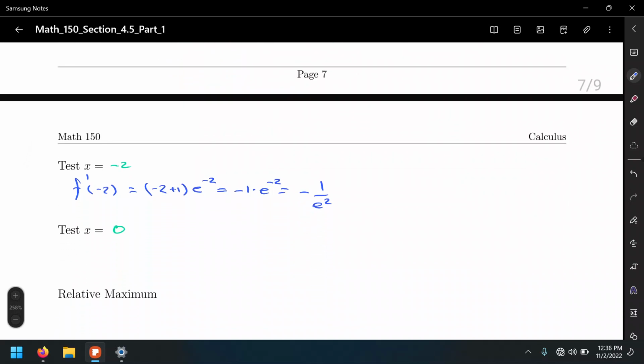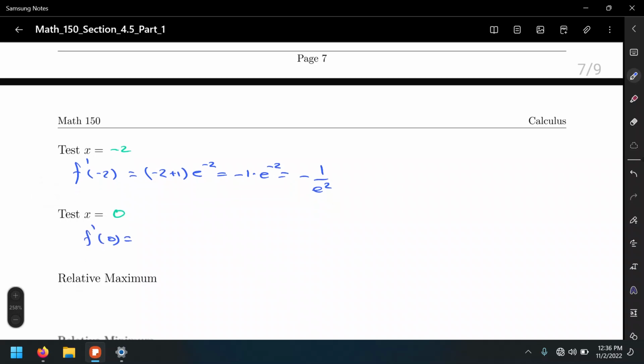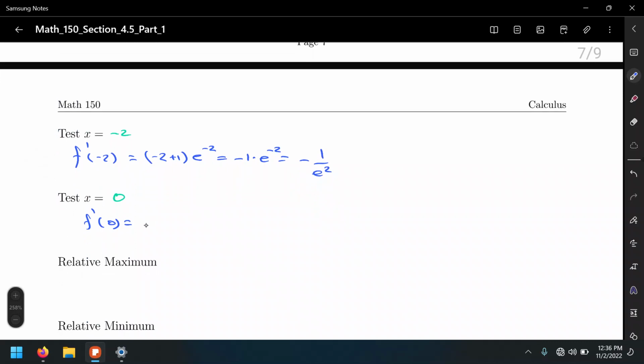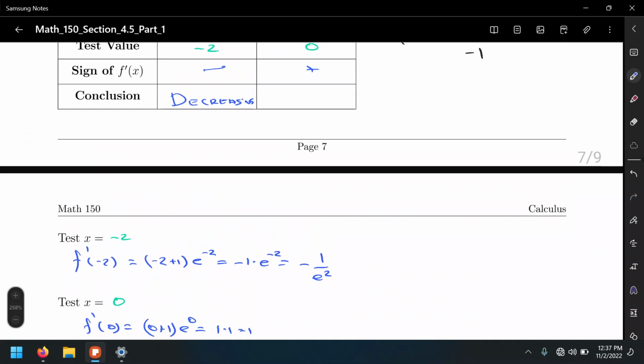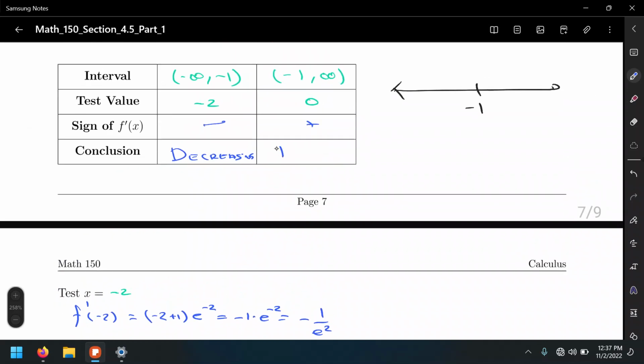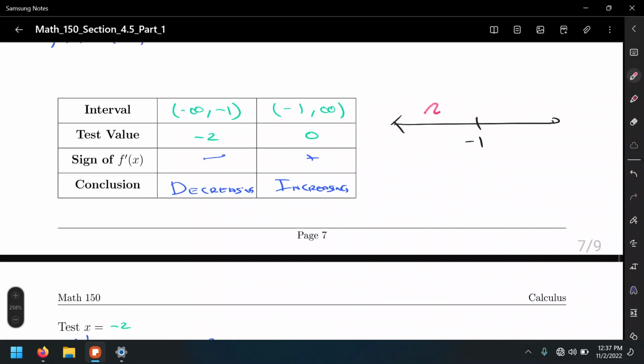And what about at 0? So f prime at 0 equals 0 plus 1 times e to the 0. That's 1 times e to the 0, which is 1. 1 times 1 equals 1, which is positive, so that means increasing. Now let's draw arrows right here to determine the behavior. So it goes decreasing and then it goes increasing.